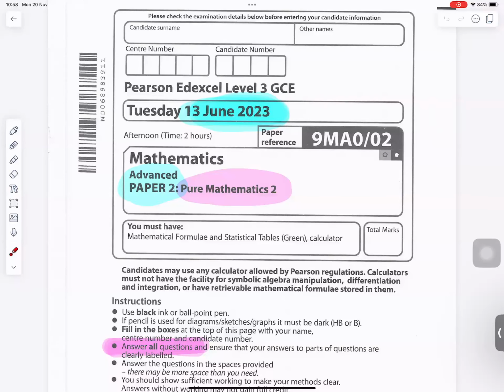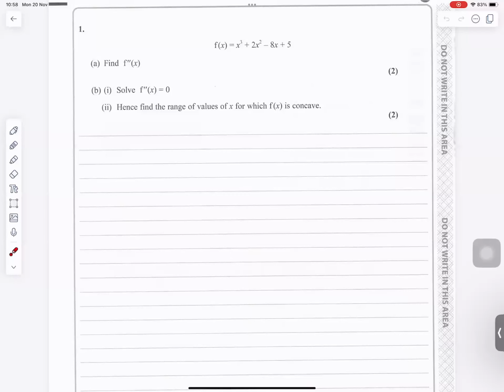2023 June, Paper 2 Mathematics. Answer all questions. Question number 1.